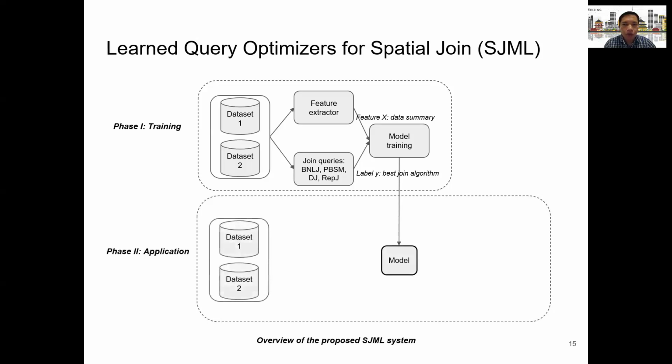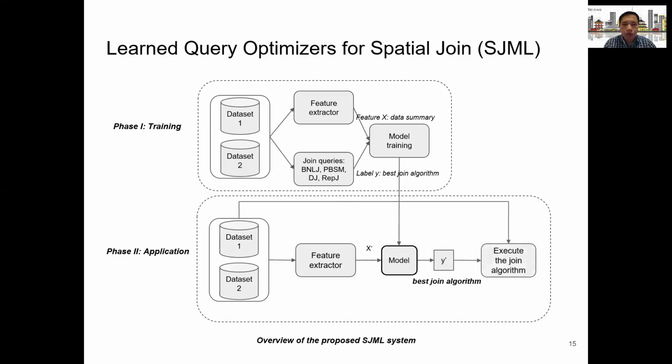Whenever we need to join two datasets, we will use a feature extractor to compute its features, put that feature to the trained model. The model will suggest the most suitable join algorithm for the given datasets. After that, the system will execute the join queries using the suggested algorithm.